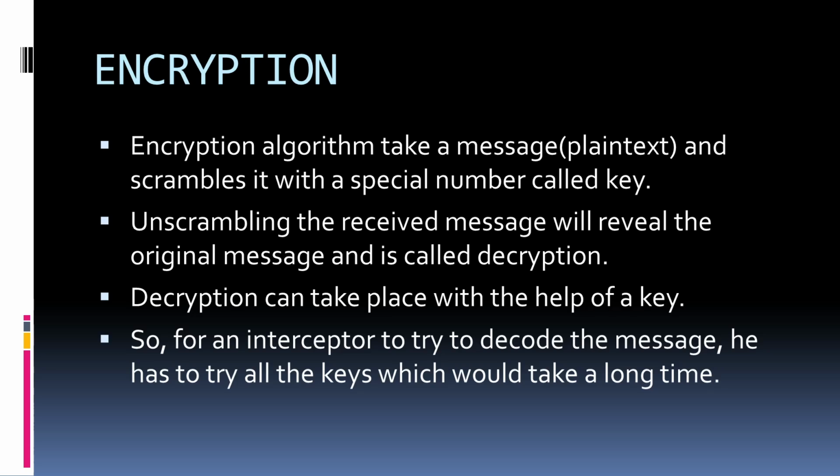Encryption algorithms take a message, which is known as plain text, and scramble it with a special number called a key. Unscrambling the received message to reveal the original message is called decryption. Decryption can take place with the help of a key. So for an interceptor to try to decode the message, he has to try all the keys, which would take a long time. Now, with processors increasing in capability, the time taken is becoming less and less. That's why even now, Google tells you to change your password within 30 days.